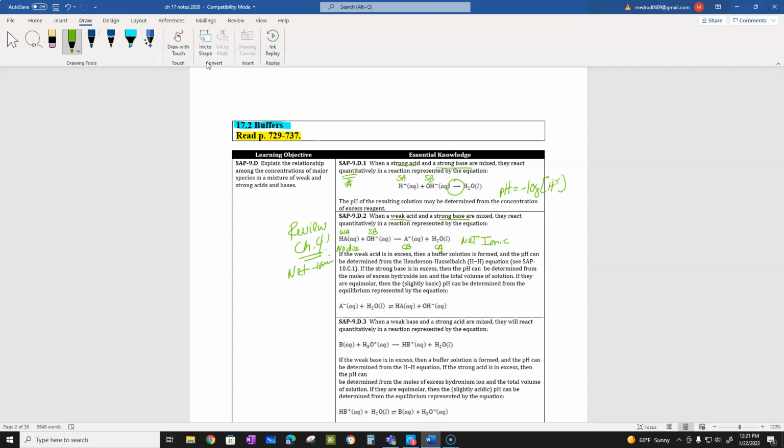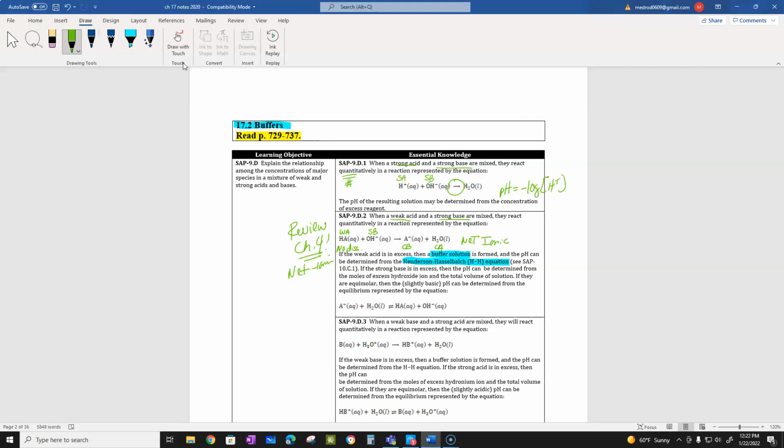If the weak acid is in excess, then the buffer solution is formed, and a pH can be determined from the Henderson-Hasselbalch equation. Now, this word, buffer, is going to be really important with that equation, and you're going to see him pop up later. Okay, it's coming. As long as you have a buffer, you can use this equation. And trust me, you're going to love this equation. Okay? If the strong base is in excess, then the pH can be determined from the moles of excess hydroxide and the total volume of the solution.